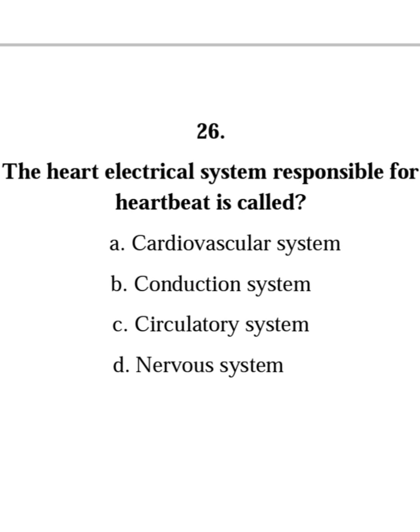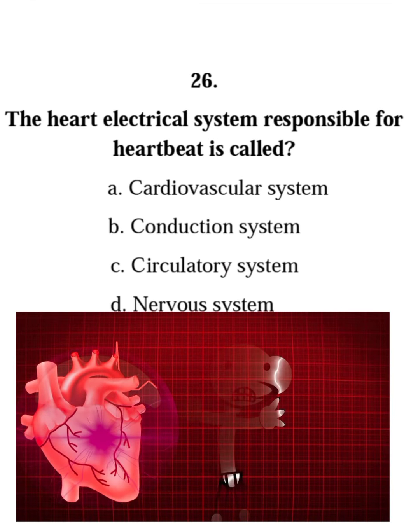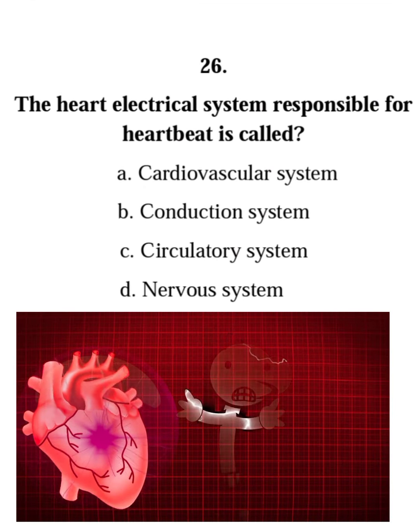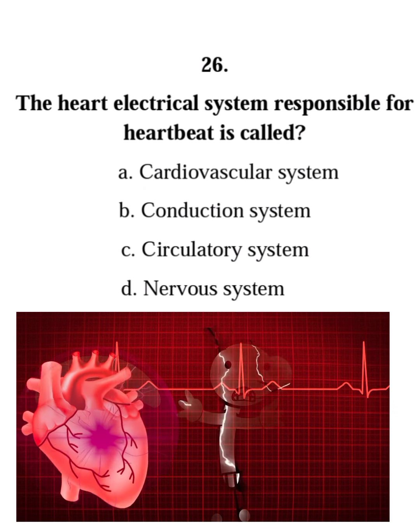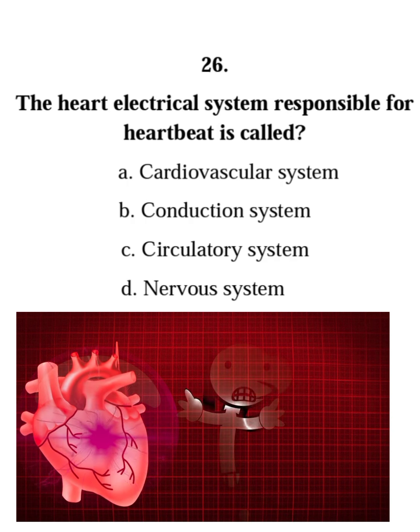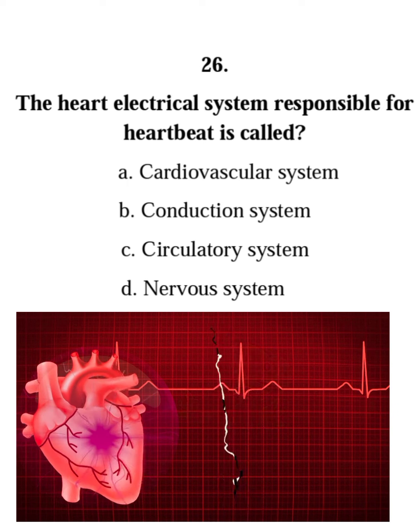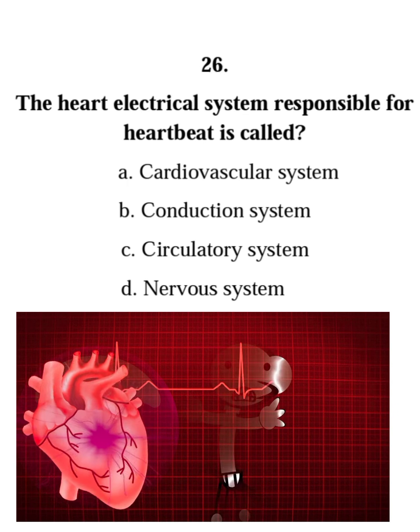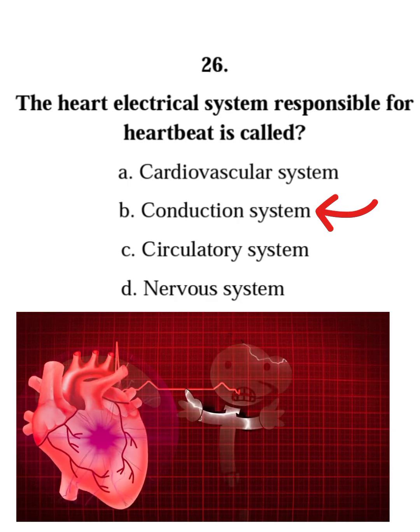26. The heart electrical system responsible for heartbeat is called cardiovascular system, conduction system, circulatory system, nervous system. The correct answer is B, conduction system.